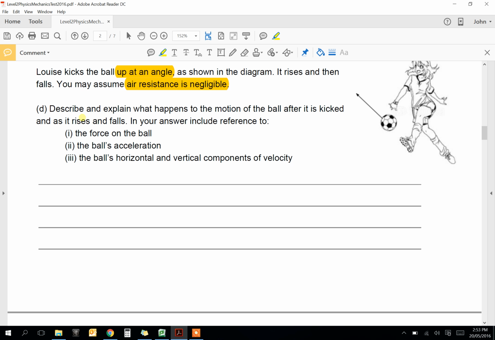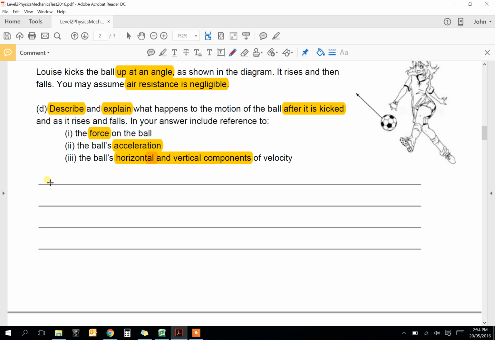So what have we got to do? We've got to describe, say what happens, and explain, give reasons why that happens to the motion of the ball after it is kicked and as it rises and falls. In our answer, we've got to have reference to the force on the ball, the acceleration, and the ball's horizontal and vertical components of velocity. So we've got to make sure we refer to all of those. That's quite a bit to fit in there. No wonder we're expecting it to be an excellence question.